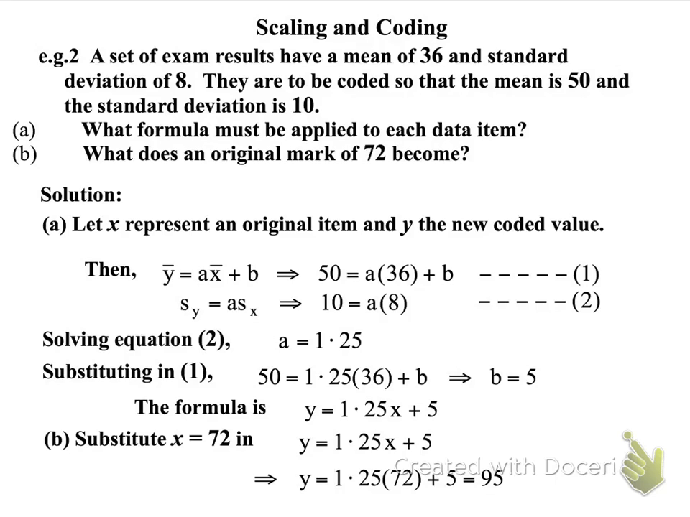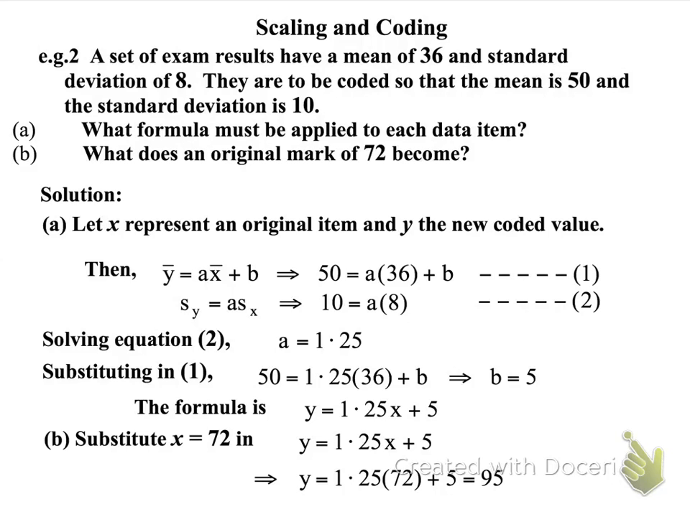As another example, a set of exam results have a mean of 36 and a standard deviation of 8. They are coded, so the mean is 50 and the standard deviation is 10. We need to find the formula for the coding and see what an original mark of 72 becomes. Well, firstly, let's put our information together. We know it's a linear code, and so we've got y equals ax plus b, and the original mean is 36 and the standard deviation is 8.